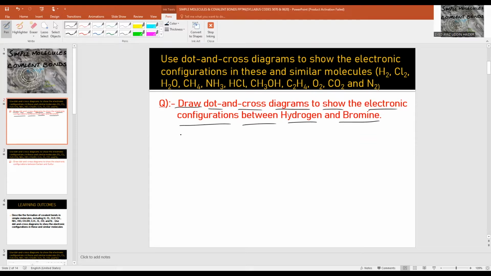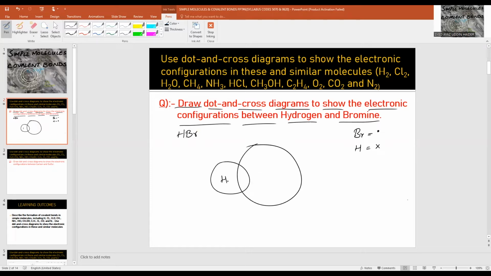You know the formula between these two will be HBr, which means there is one atom of hydrogen and one atom of bromine. I will show dots for the valence electrons of bromine and crosses for the valence electrons of hydrogen. Bromine belongs to group 7, which means it needs one electron to complete its valency, and we know that hydrogen needs one electron. So the final dot and cross diagram between these two will be like this. This is bromine, this is hydrogen, HBr.